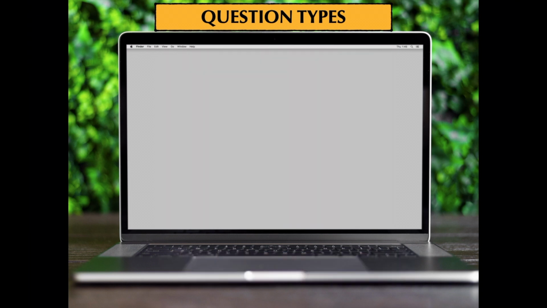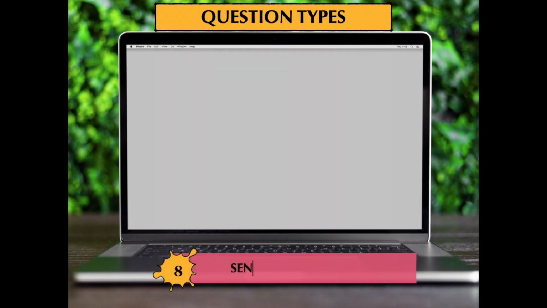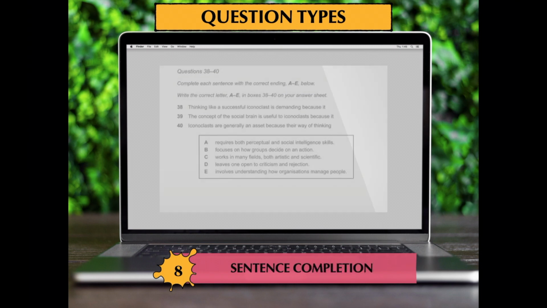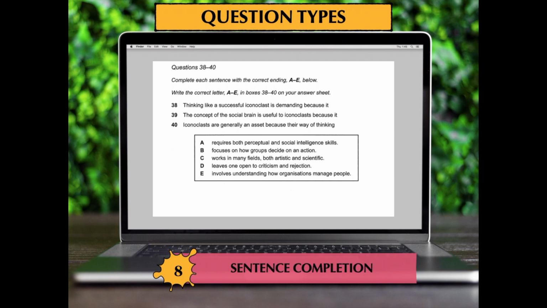After matching list question type, we have the sentence completion question type. In sentence completion question type, you will need to complete the sentence that is being displayed as a question with the things that are being displayed in the table. So for example, the 30th number of the question needs to be matched from the letters A to E. Have a look.